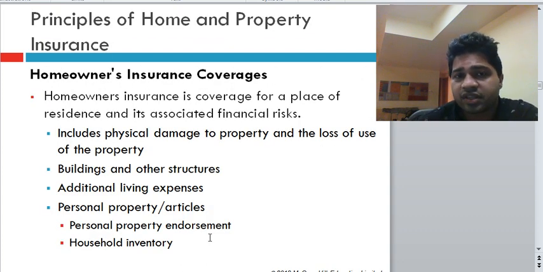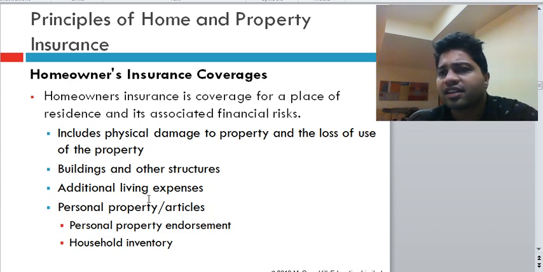Homeowners insurance coverage. Homeowners insurance is the coverage for your place of residence and its associated financial risk. What does this insurance cover? It includes physical damage to property and loss of property. It covers the building and other structures. It covers additional living expenses.